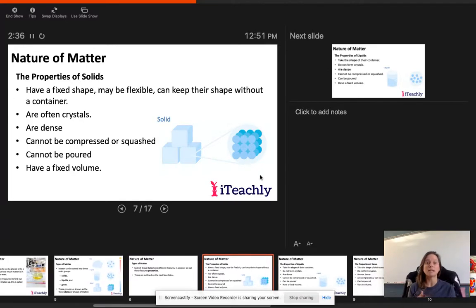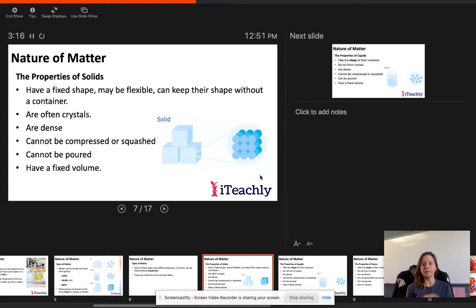A solid has a fixed composition. It has a fixed shape, and you don't need a container for it to take this shape. These are particles that are packed together. You can easily identify the volume because you can measure the volume of the object with a meter stick or a yardstick or a ruler. Just because it's a solid doesn't mean it has to be heavy or that it has to be dense.